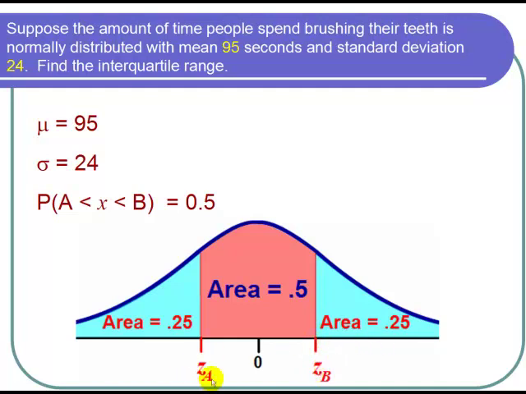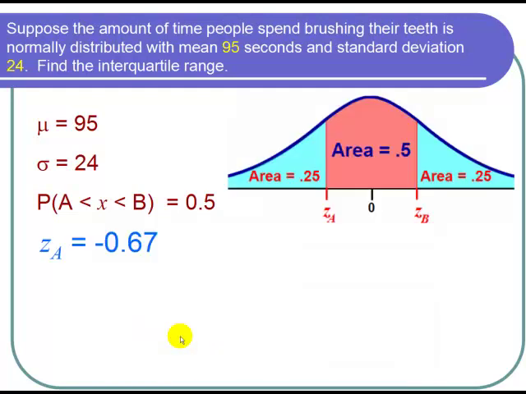So let's find z sub A, and I can use a table or a computer to find the value of z such that the area to the left will be 0.25. And what I got was z sub A is negative 0.67. So for z sub B, this picture is symmetric about 0. So if z sub A is negative 0.67, then z sub B will be positive 0.67.